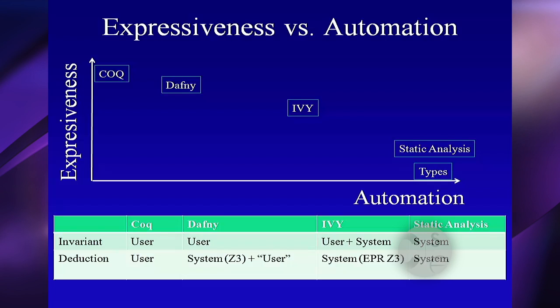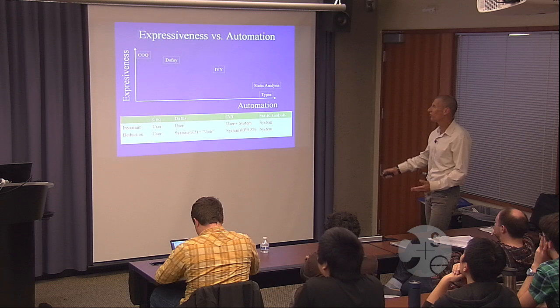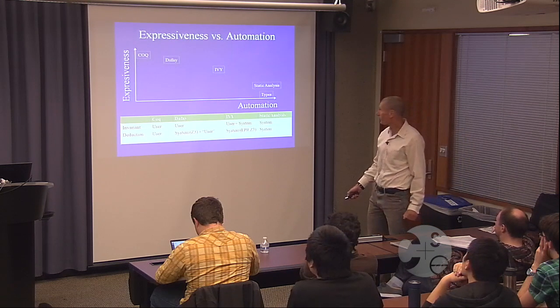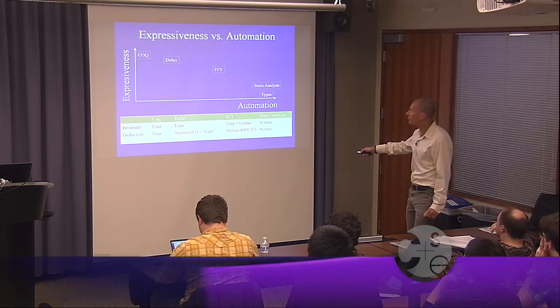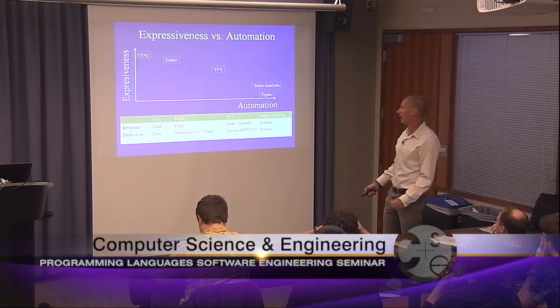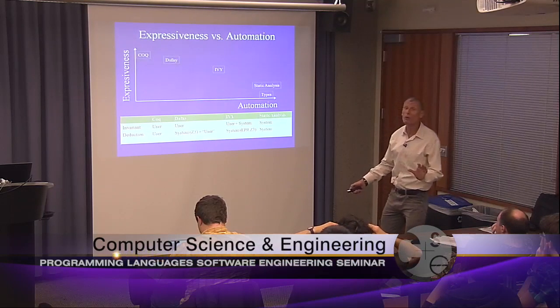Okay, so Coq is very expressive, but it's very manual. You have to write the invariant by yourself. You have to prove the induction yourself. So you have to do everything yourself. Dafny goes one step further, in the sense that you write the invariant, but the system automatically tries to prove the inductiveness. Although, as I say, sometimes it can fail.